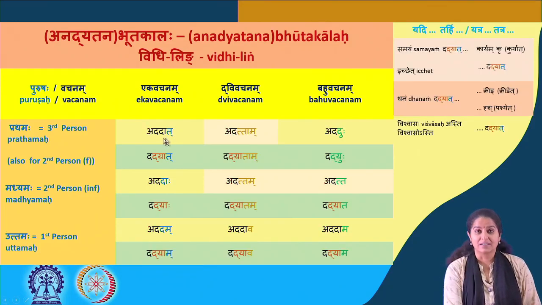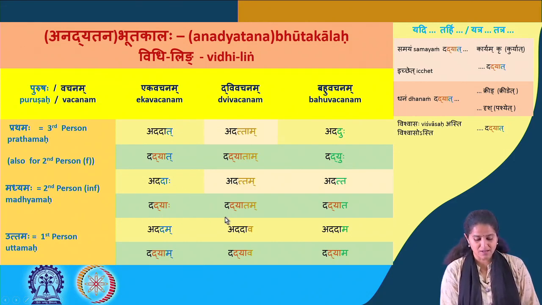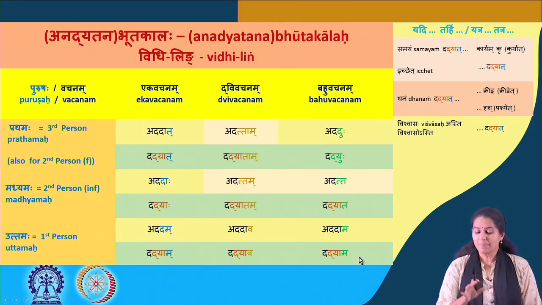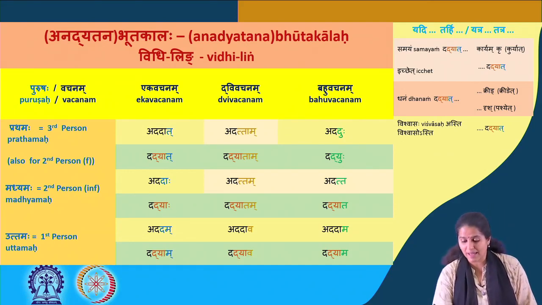So here we have Adadat becomes Dadyat, Adattam, Dadyatam, Adaduhu, Dadyuhu, Adadaha, Dadyaha, Adattam becomes Dadyatam, Adatta, Dadyata, Adadam, Dadyam, Adadava, Dadyava, and Adadama becomes Dadyama. And now what I'd like you to do is to just say the Vidhilinga and see what happens. So Dadyat, Dadyatam, Dadyuhu, Dadyaha, Dadyatam, Dadyata, Dadyam, Dadyava, Dadyama. Uttamam.